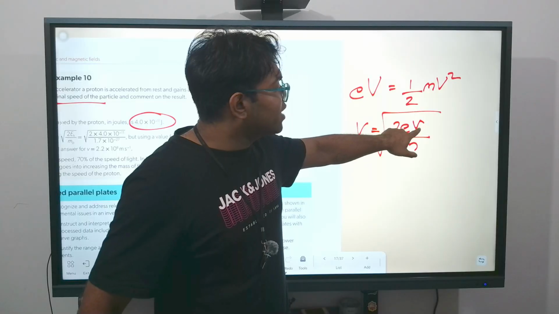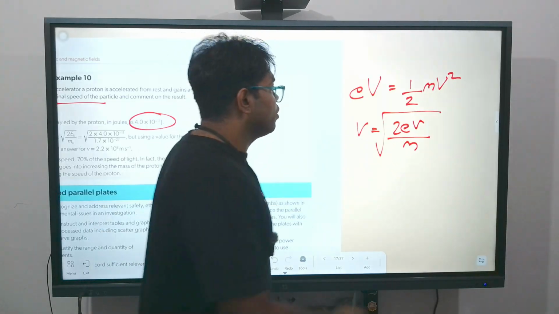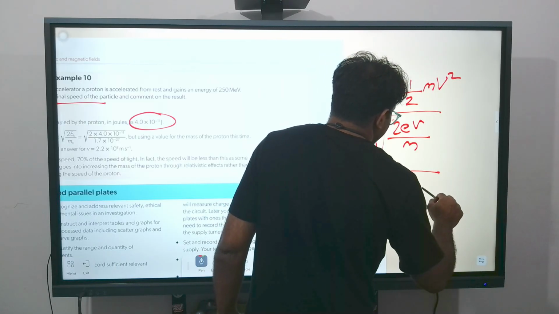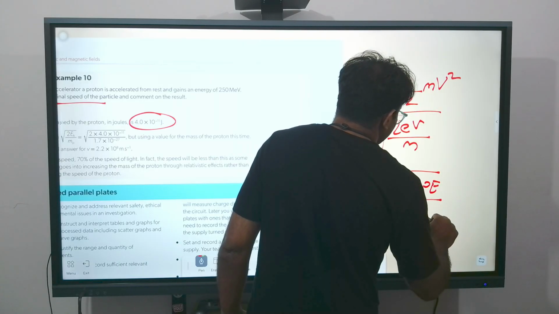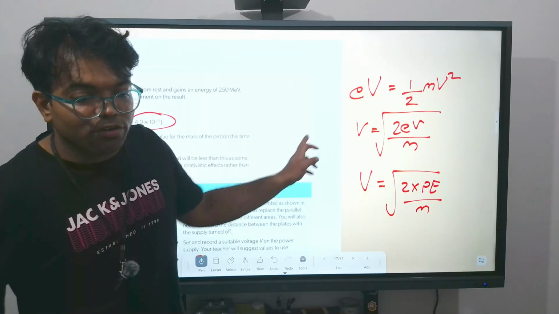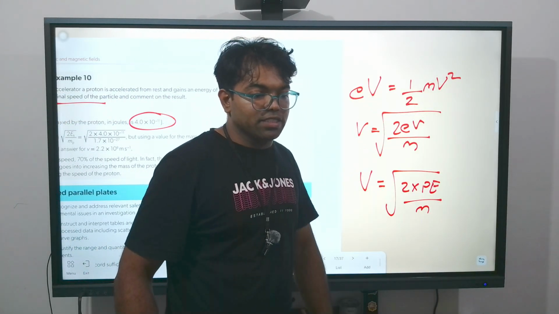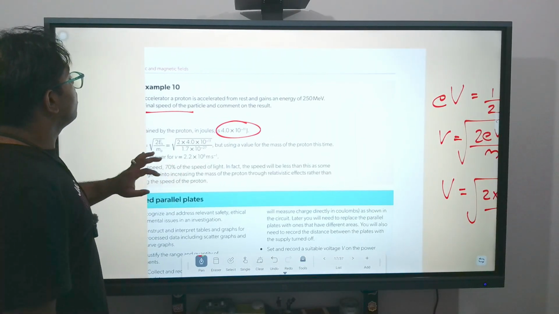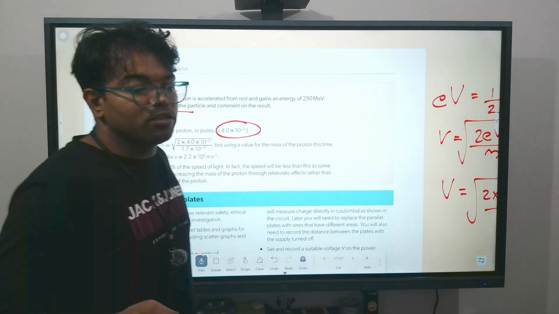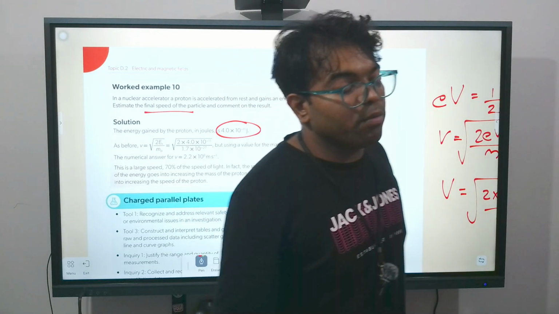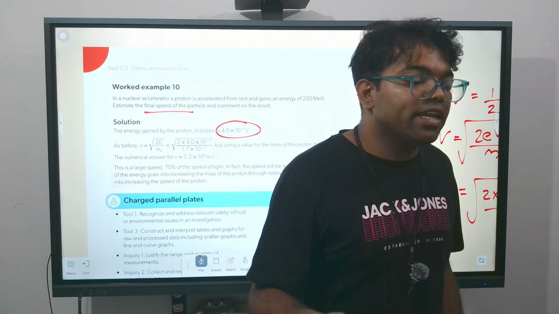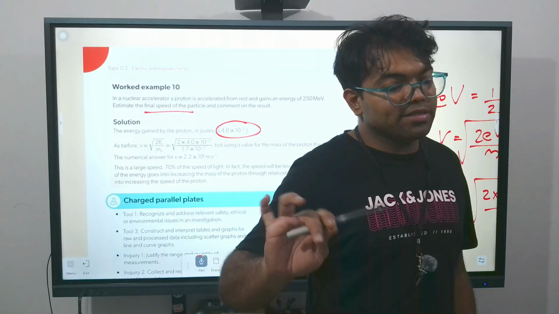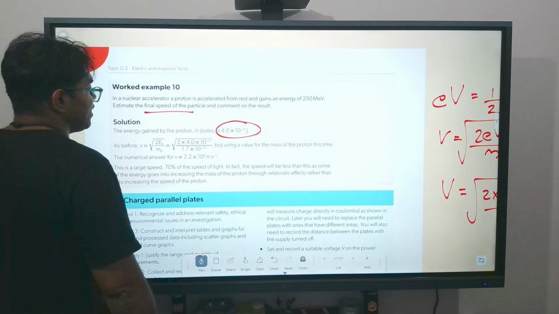Okay, this electron volts gets replaced by joules. So V is equal to root under 2 multiplied by the potential energy upon mass. Potential energy, electron volt got converted into potential energy in joules. Then M, what is M? Proton mass. Proton mass is how much? 1.6 into 10 to the power minus 27 kg. Here they have rounded it up to 1.7. 1.6 something into 10 to the power minus 27 kg is the answer.